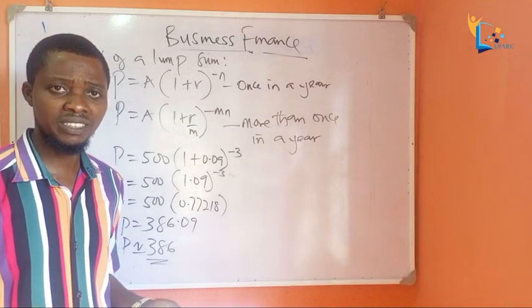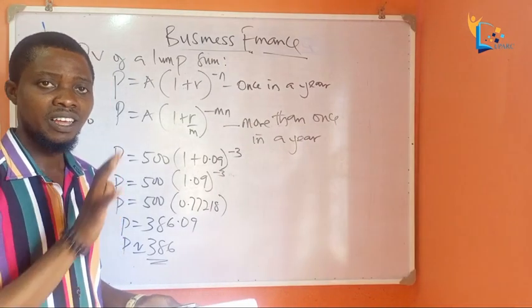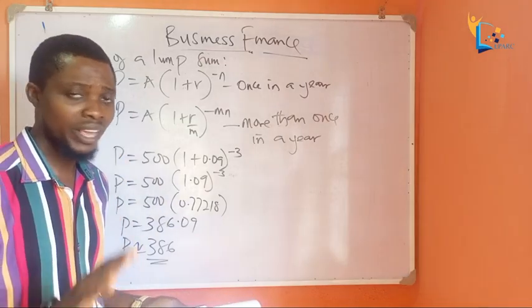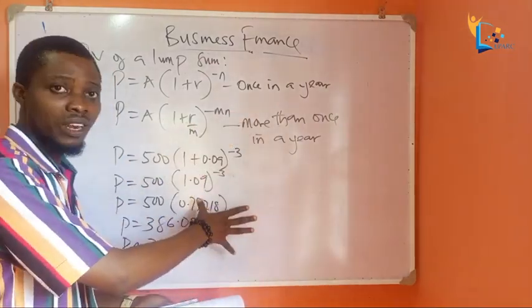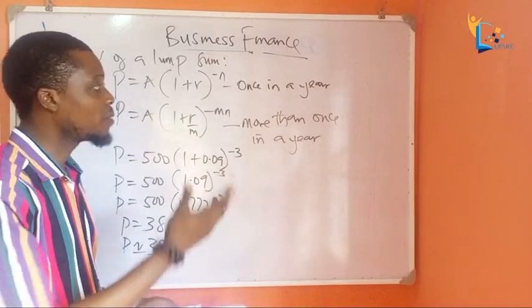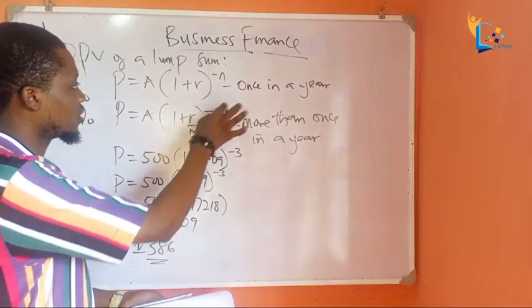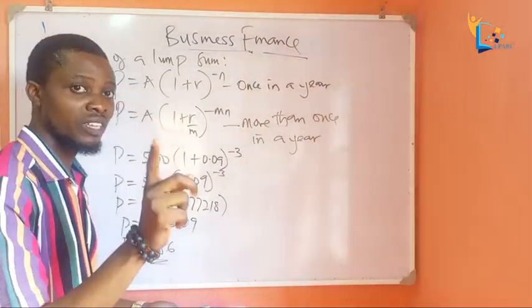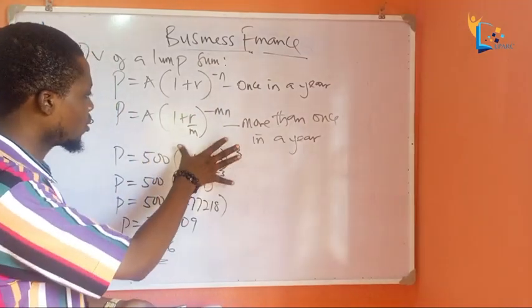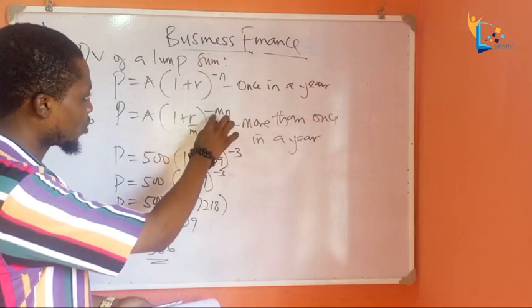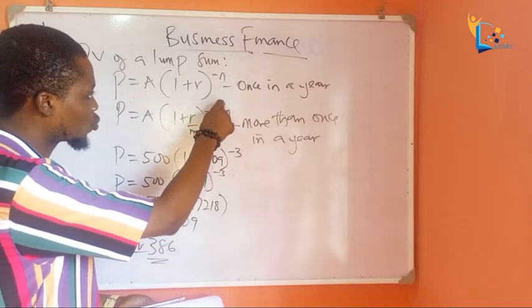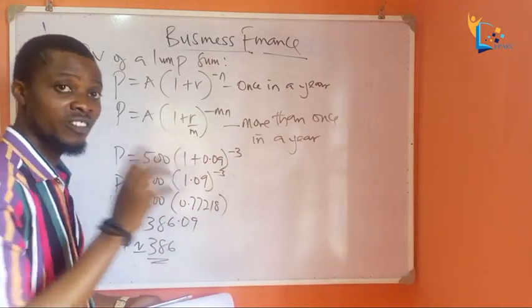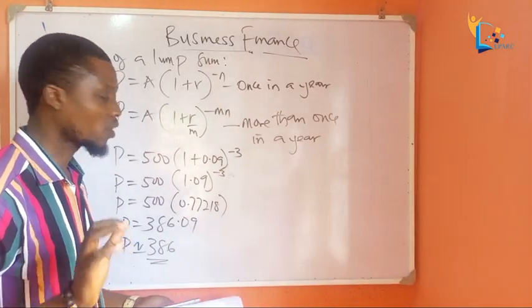Do you understand it? If you don't understand it, please use the comment section to ask me any question. Now, this is for annually, when it's compounded once in a year. If it is more than once in a year, this is the formula you use. If it's compounded monthly, that is 12 times in a year, just follow the same pattern. Where you have m, just put 12 if it is monthly. All right, so that's that.